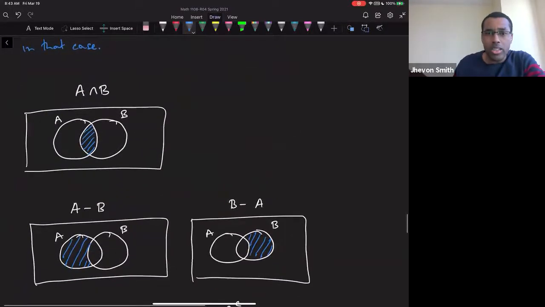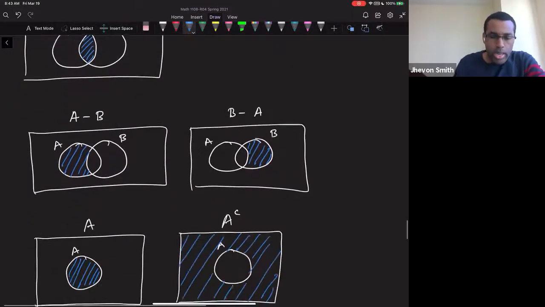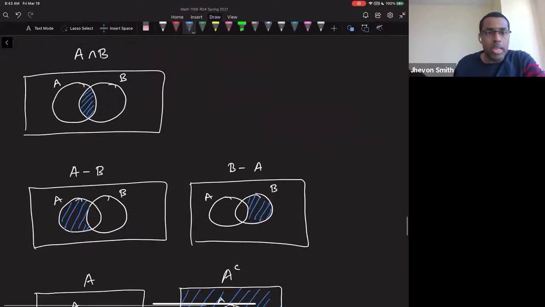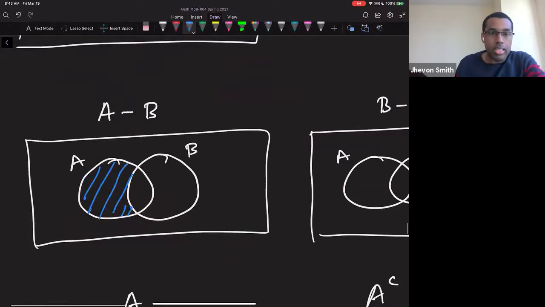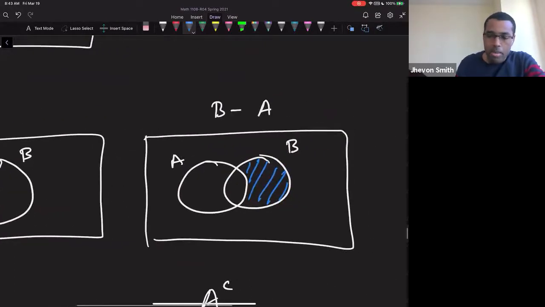This is what the intersection looks like. It's the guy that's in both. Here's the set minus A minus B. You'll notice that it is the things that are in A, but not in B at the same time. B minus A, the things that are in B, but not in A at the same time.